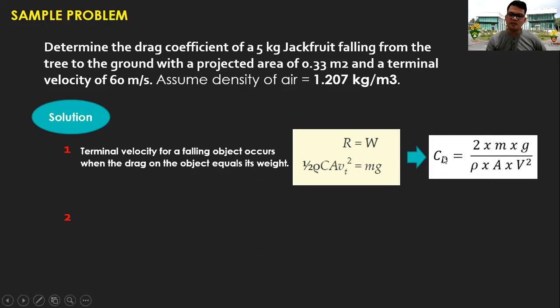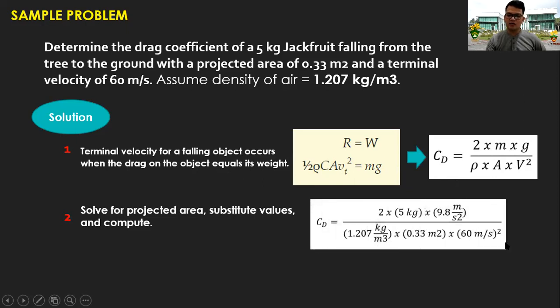To simplify, we just moved terms. So CD, this C here, is what we are looking for. So we come up with this: 2 times the mass times the gravitational acceleration divided by the density of air. Okay, so we just moved C. So instead of 1/2, it becomes 2. Okay, so basic interpolations. So it is divided by the density times the area times the velocity squared. And then we get the value of CD. So what's the value of CD?